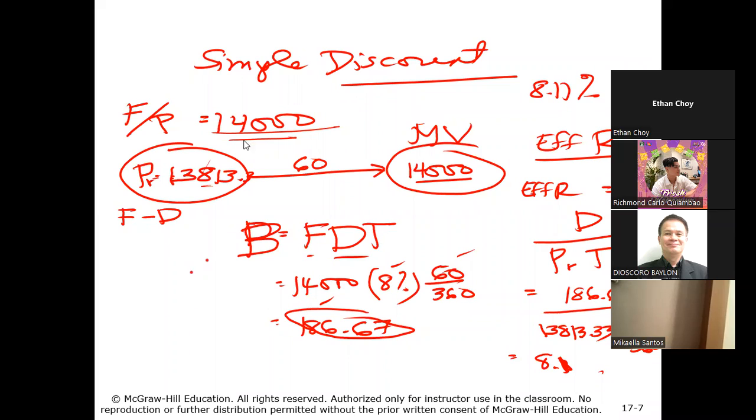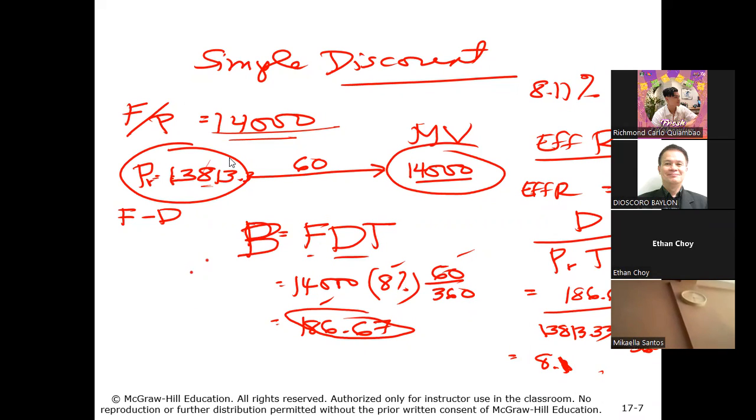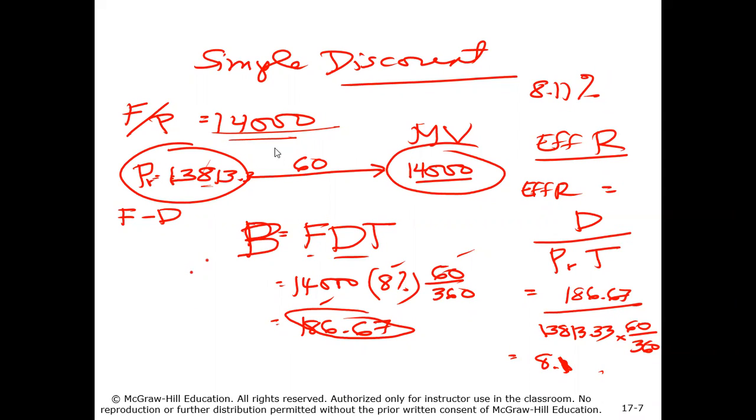Okay. Ang proceeds will be whatever the face value is, the face value minus the discount. Okay, face value natin 14,000. Minus natin yung discount na 186.67. Therefore, what we're getting is 13,813.33. Okay, Viv, did that answer your question? Yes, yes. Okay, thank you, Viv, for that question. Richmond, my question pa?